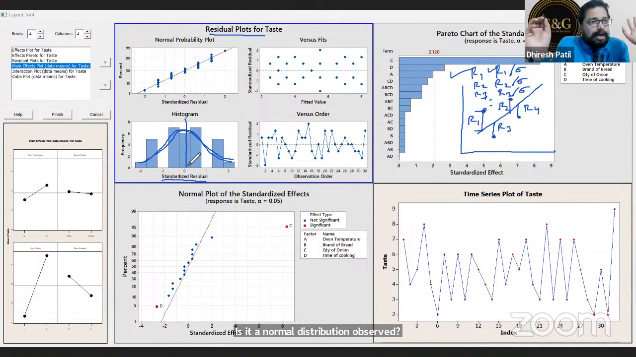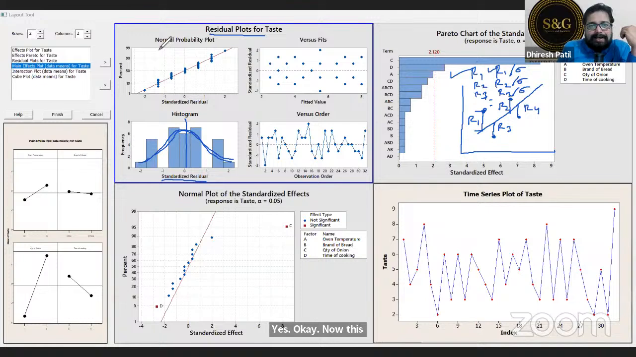Just type yes or no in the chat box. Are you observing a normal distribution? Yes. Okay. Now this is, if you remember, the Anderson-Darling normality plot. After the histogram, we used it to check the normality of that, right? So this is the normality test. Okay. Now in the versus fit and versus order, what do we need to check?